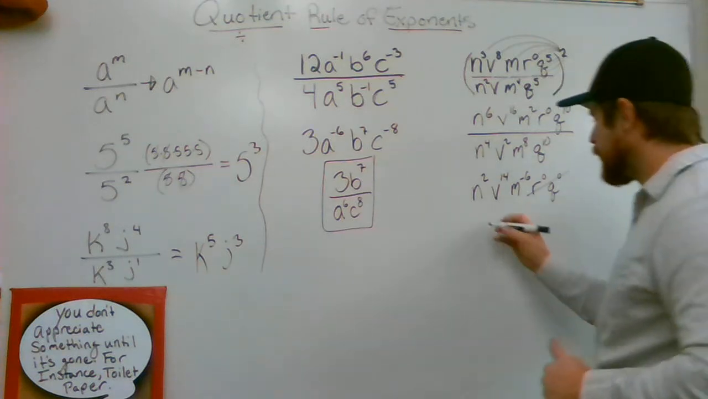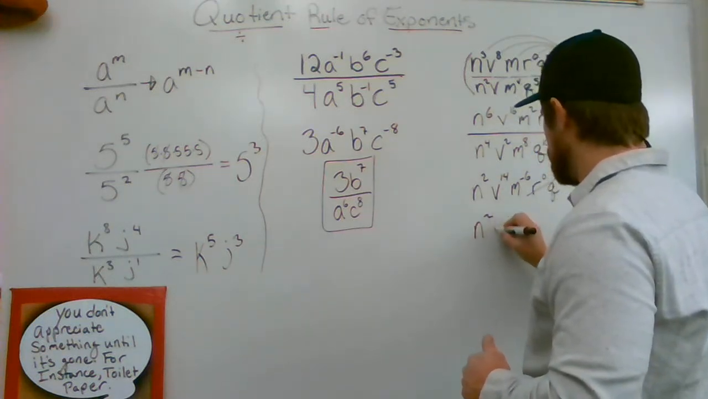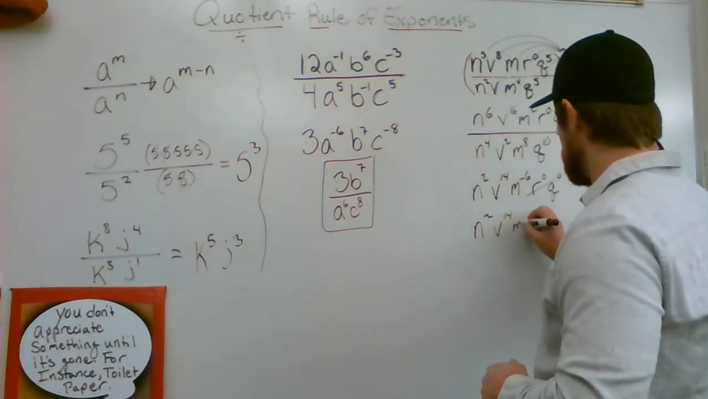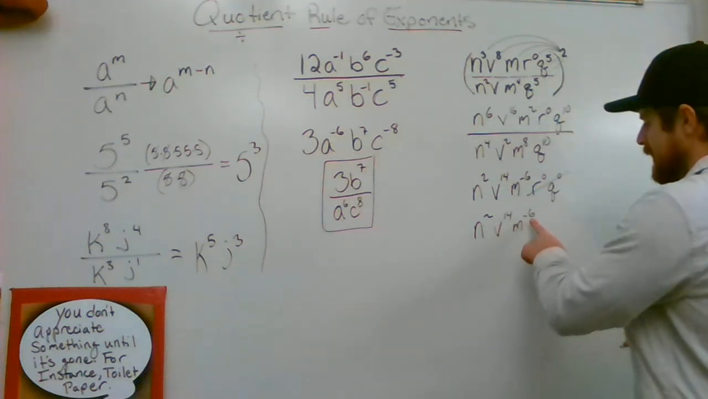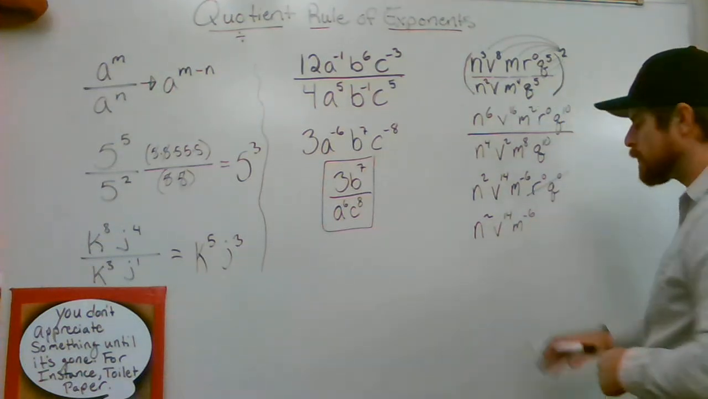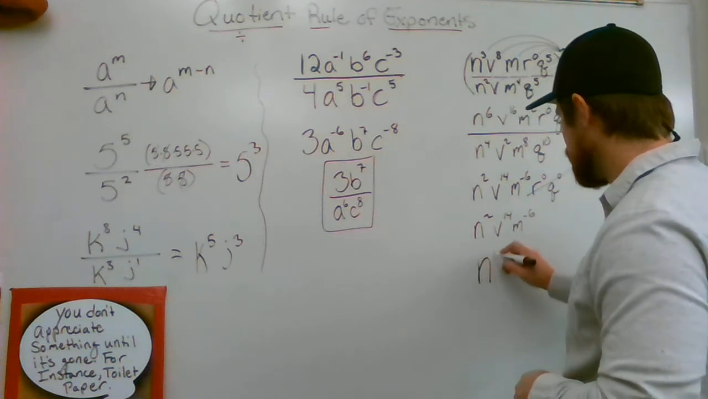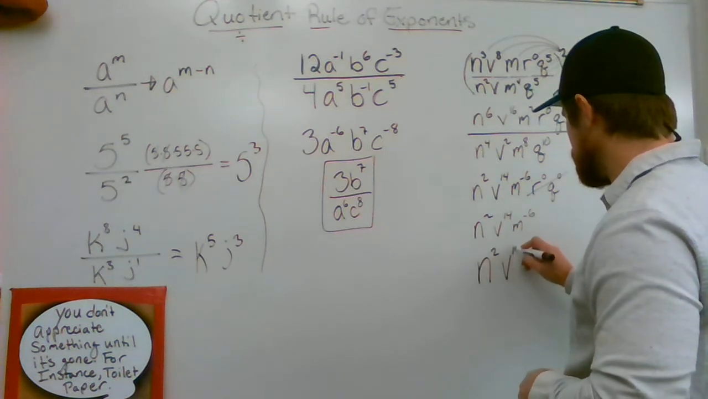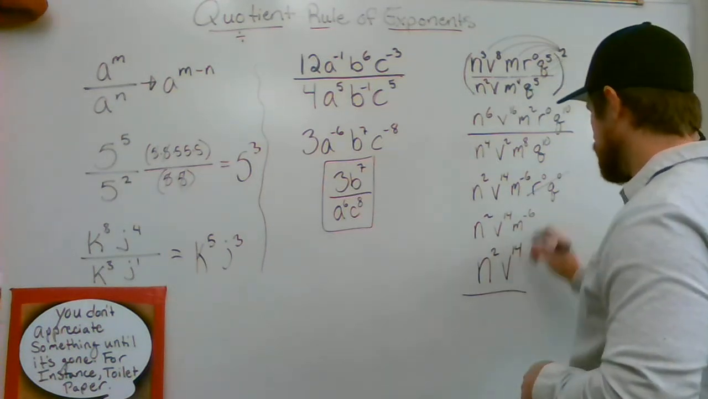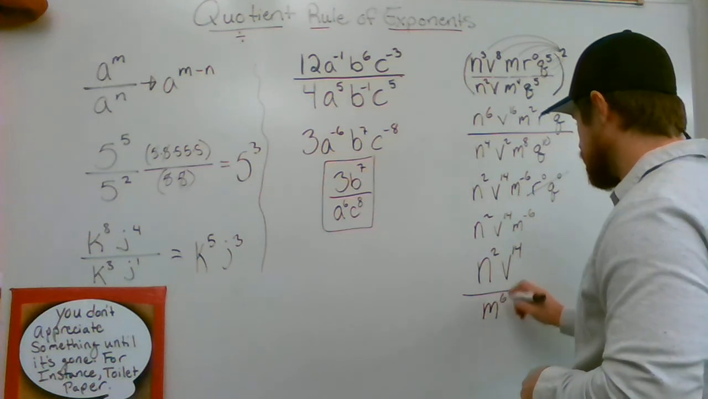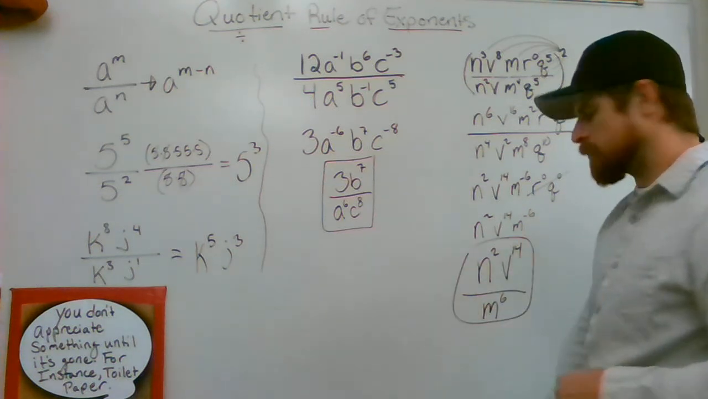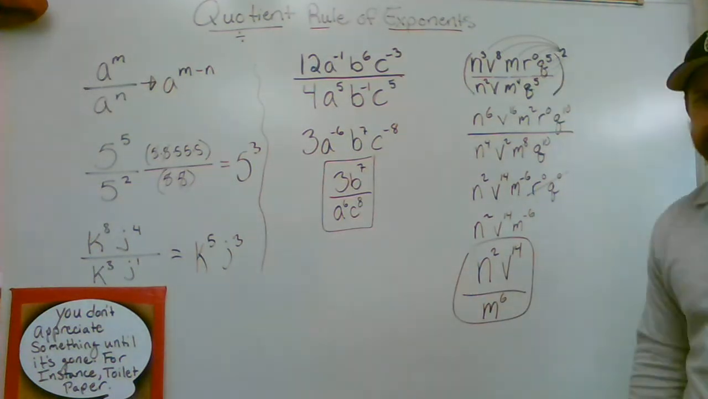All right. Now we have one more step. N squared, v to the 14th, and m to the negative 6. That negative 6 cannot be there. I need to move it to the bottom. So my final result is, nice and big, n squared v to the 14th over m to the 6th. And that would be your final result for this problem.